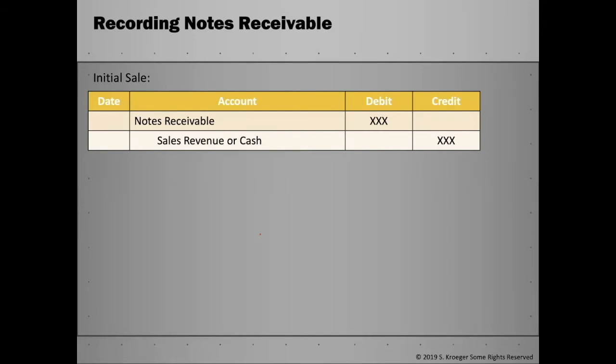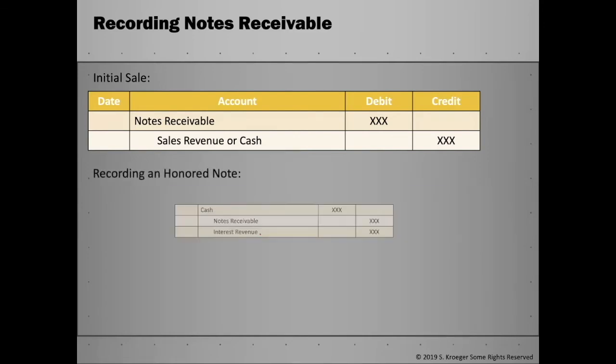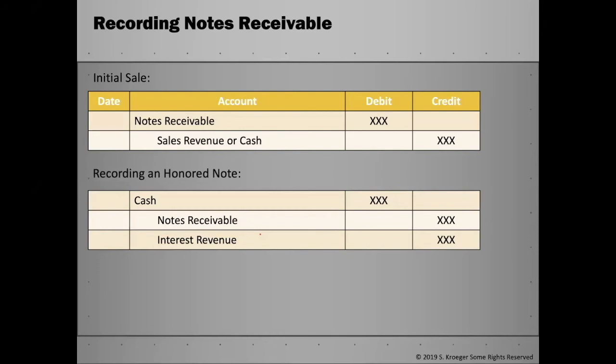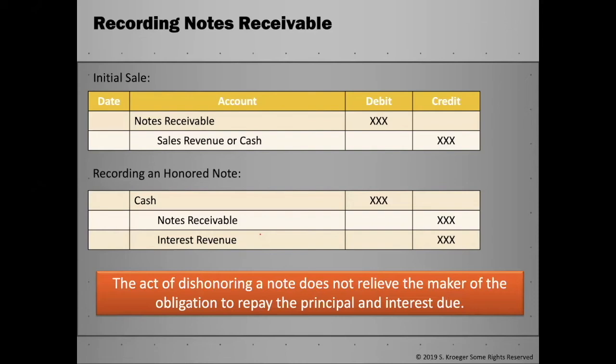At the end of the time period, we'll have to record the honored note, meaning that they're going to pay us the amount they owe, plus they're going to pay us for the interest. Note that this textbook does go over dishonored notes when someone does not pay us, but we're not going to get too technical with that. All I want you to know is the initial sale of the note, and then getting paid from the note.